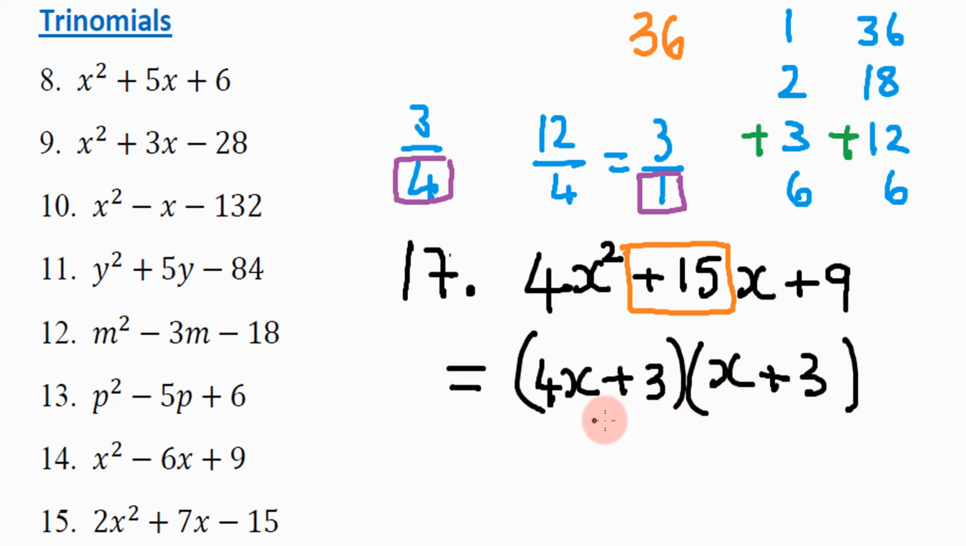Now we can check by multiplying out mentally. 4x times x will give us 4x squared. Positive 3 times positive 3 is positive 9. Then we have 3x plus 12x will give us plus 15x.